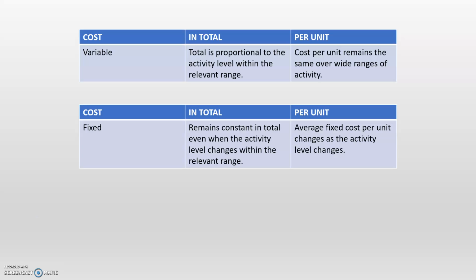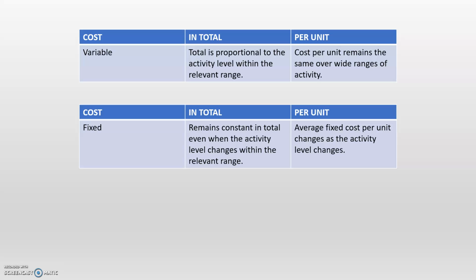Fixed costs remain constant in total, even when the activity level changes. However, the average fixed cost per unit changes as the activity level changes. For example, suppose your rate plan charges you $50 per month for your phone, irrespective of how much data you use. Therefore, if you use 100 gigabytes of data, the fixed cost per unit is $50 divided by 100 gigabytes, totaling 50 cents per gigabyte.